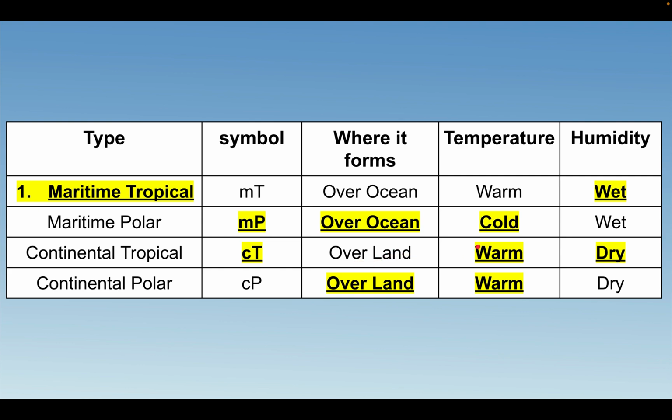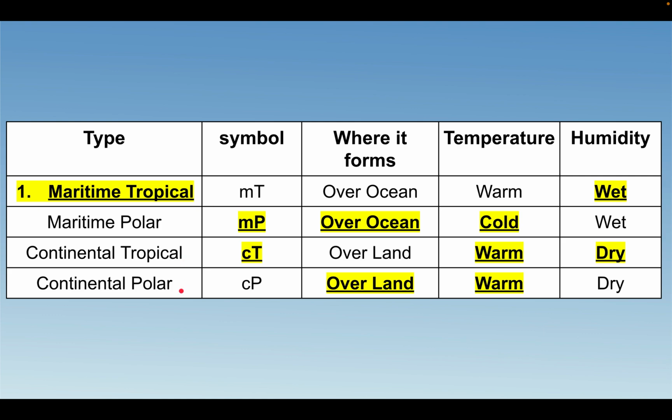The temperature for this one, because it is tropical, means that it is warm. Okay, so warm temperature, tropical means warm. And then finally, because it's forming over land, the humidity is dry. We have a dry humidity for this one, because it's forming over land. All right, that's continental tropical.